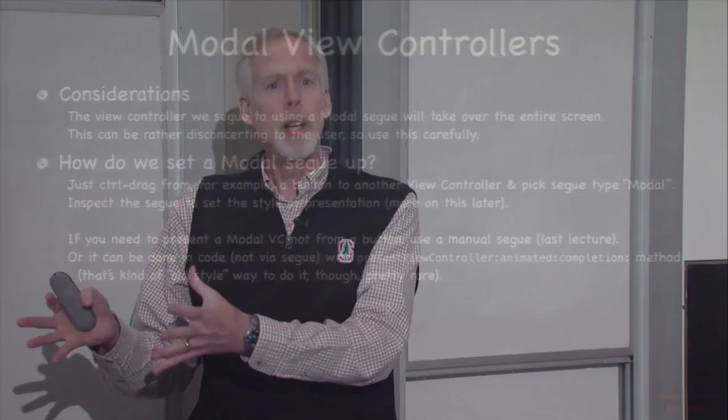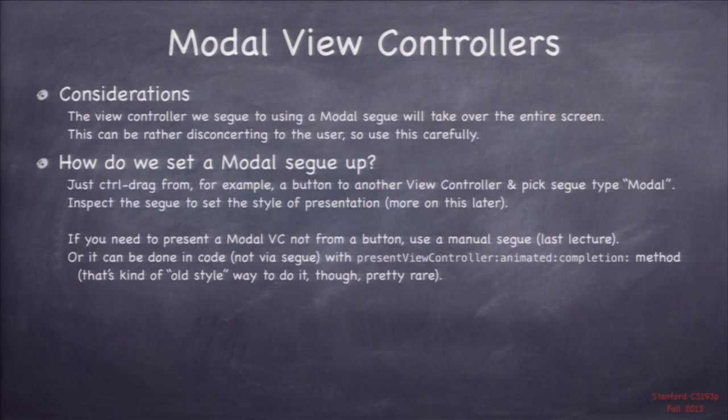So modal view controllers tend to get overused. Users can sometimes be disoriented by them, so use them with care. How do we set a modal segue up? Super simple. We've got our storyboard, have the view controller we want to modal segue to, and we just control drag. Okay, control drag, and when it says what kind of segue you want, you say modal instead of push, for example. And bam, that's all that's necessary to set it up.